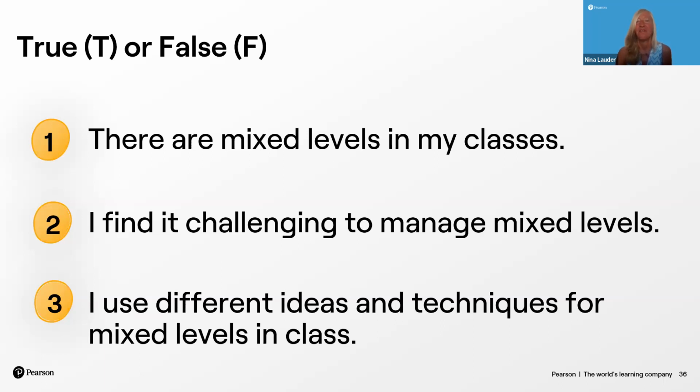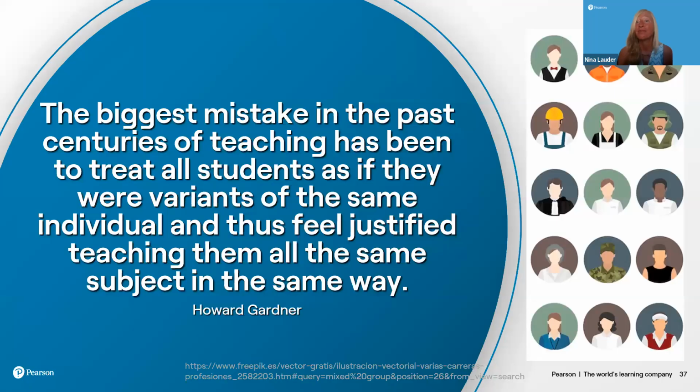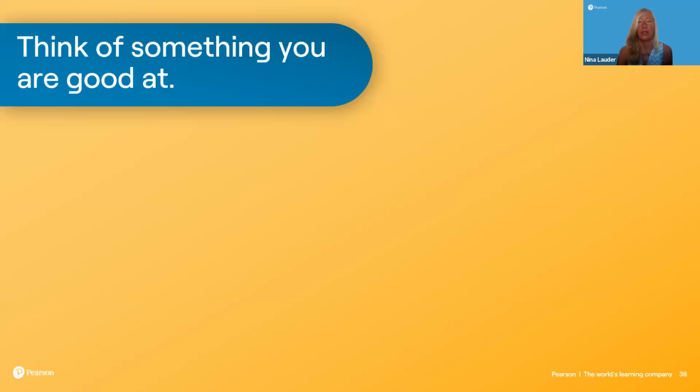Great. Okay, perfect. So that was just a warm up for us. So let's move on. I think we're all in the same boat, more or less. So here it says, the biggest mistake in the past centuries of teaching has been to treat all students as if they were variants of the same individual, and thus feeling justified to teach them all the same subject in the same way. Quote by Howard Gardner, the multiple intelligences man. I think this is something that we sometimes try to do, to teach everybody the same way. And unfortunately, they don't all learn the same way. So we do need to vary our techniques and vary the resources we use.